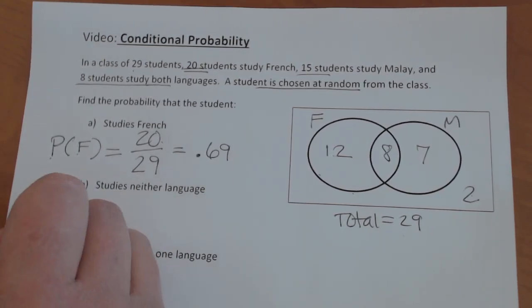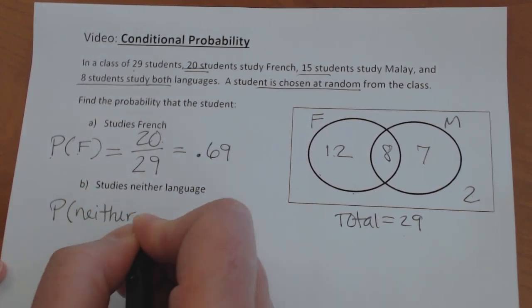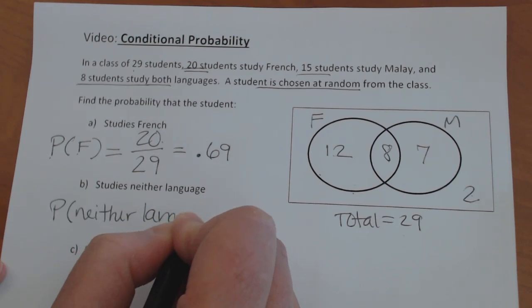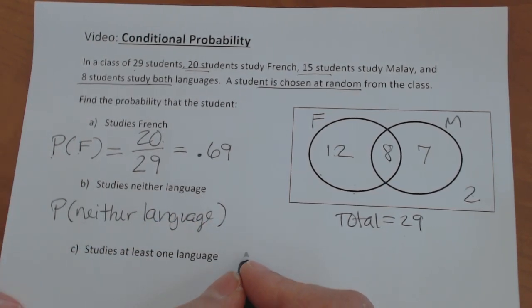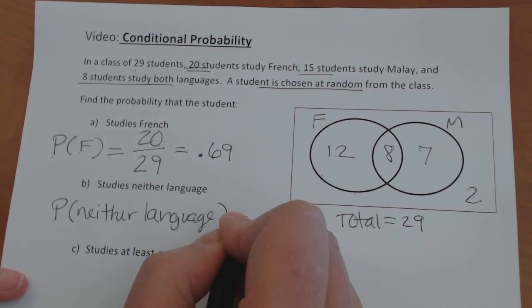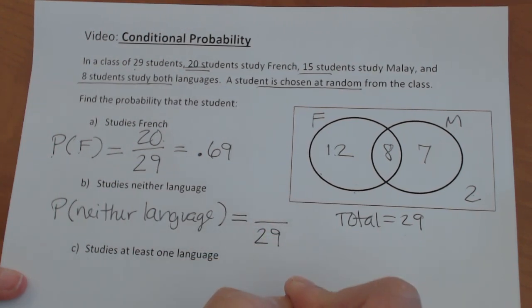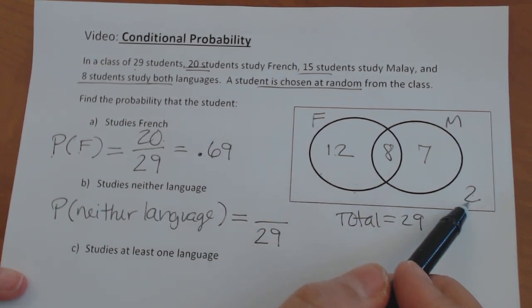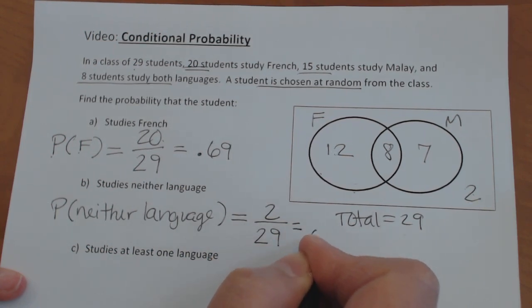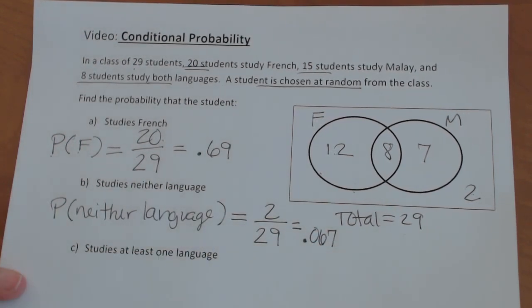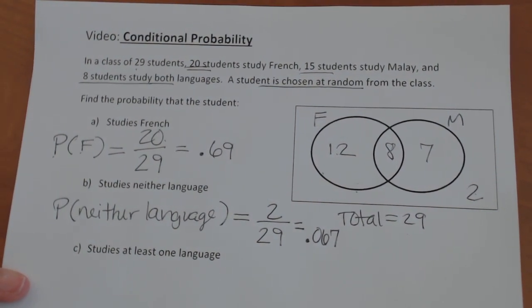Now, student studies neither language. I'm just going to put P, and then I'm going to really just write the word neither, neither language. There we go. I'm not going to get fancy here. It was easy with French because it was just capital F. Okay, so neither language. This is out of the total class, 29. Neither language, I look at my Venn diagram, there's 2. So 2 out of 29, dividing that out, I'm going to get 0.067. You could have rounded that to 0.07, that's fine, but I wanted to show you those 3 decimals.